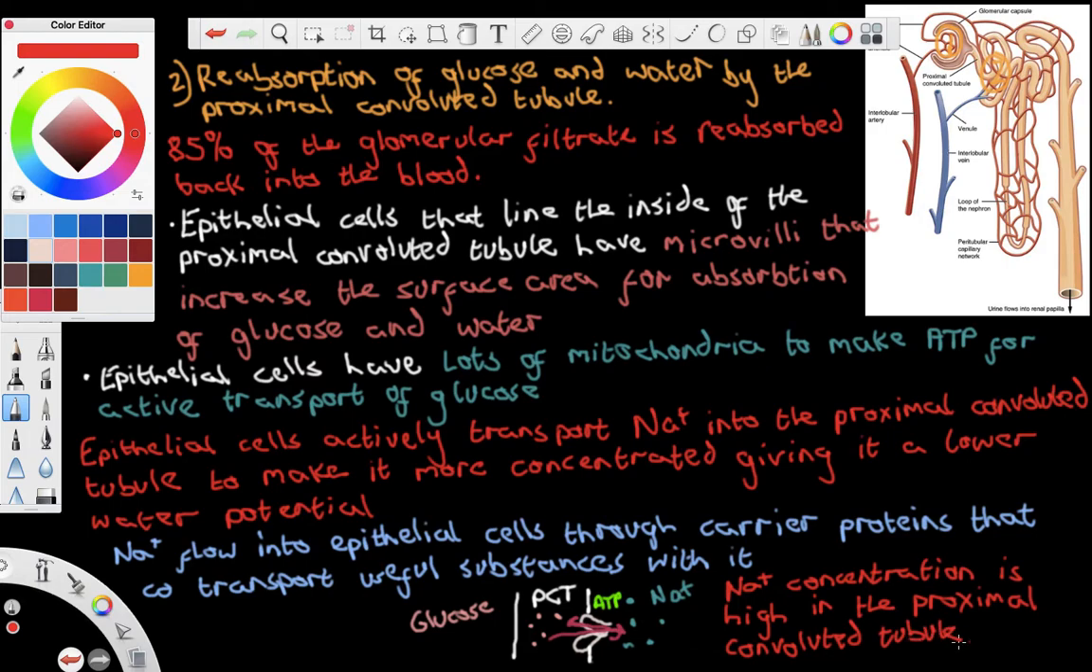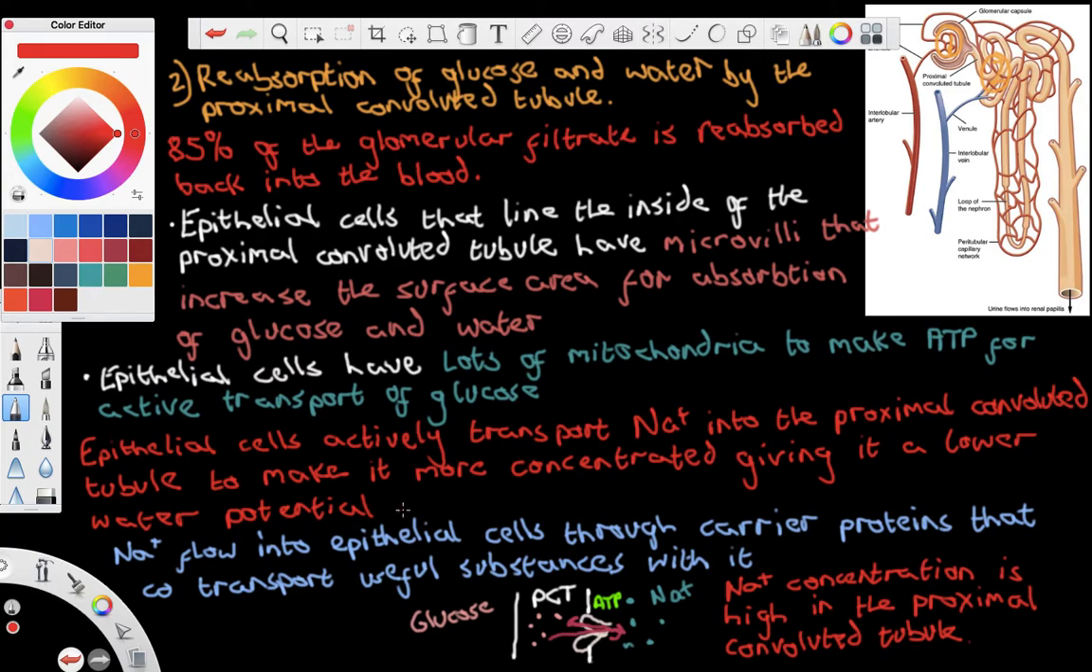Okay, so the second stage in the nephron is the reabsorption of glucose and water by the proximal convoluted tubule. 85% of the glomerular filtrate is reabsorbed back into the blood. Epithelial cells that line the inside of the proximal convoluted tubule have lots of microvilli, which increase their surface area to absorb particles, and they also have lots of mitochondria, which promotes active transport of particles.